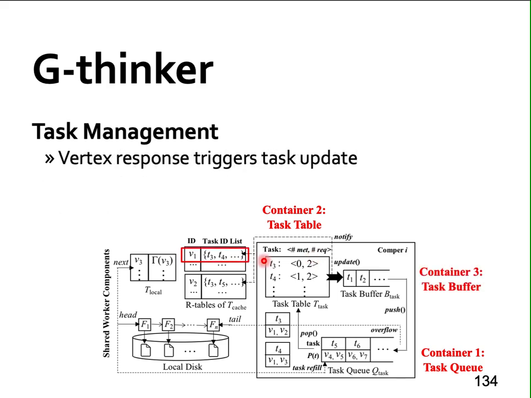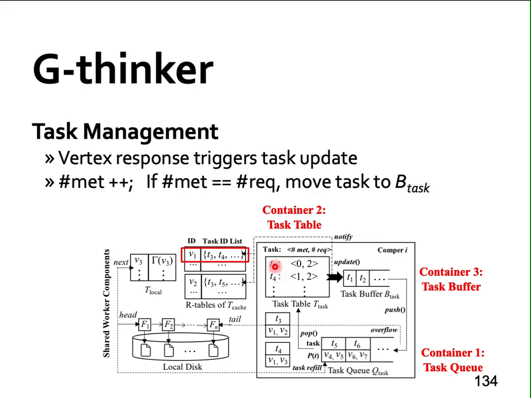If a vertex response is received, we get the task list of that vertex from the R table. Earlier, for the ease of presentation, we mentioned we maintain a counter for each R-table vertex entry. But we actually maintain the list of task IDs instead to track those tasks that request that vertex. For each task in the task table, we add to the met counter, and if the counter reaches the number of all requested vertices by the task, we move the task to the task buffer here.